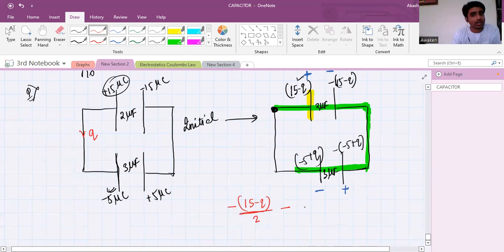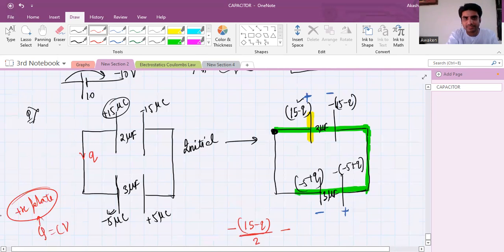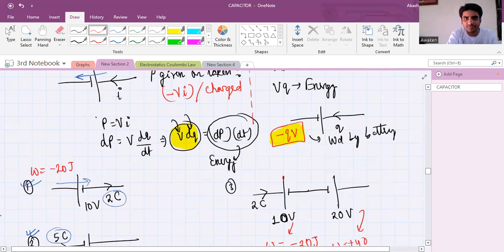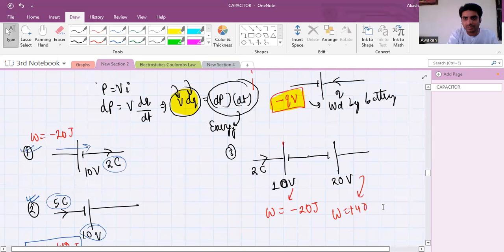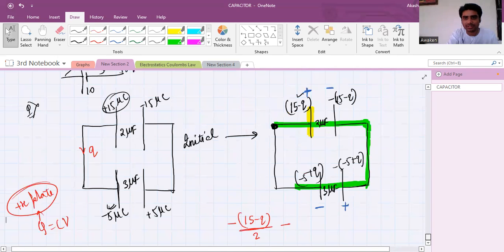Now always remember, I had told you that when you write Q equals CV, Q is the charge on the positive plate. Yes, sir, we remember. Q is the charge on the positive plate. So you have to find where the positive plate is first. Which is the positive plate? This one.